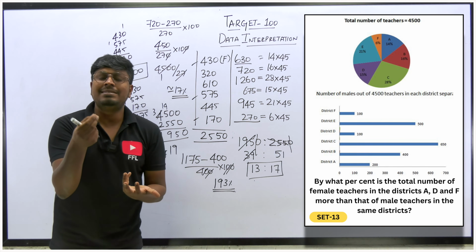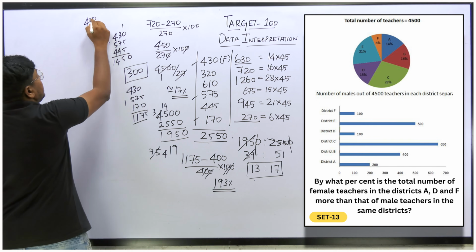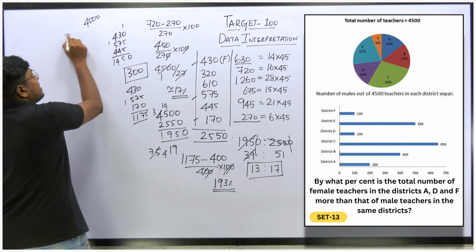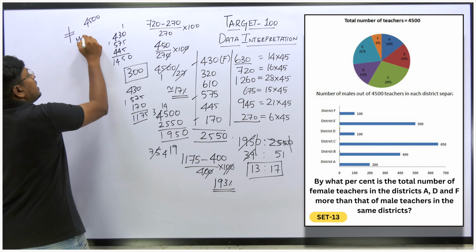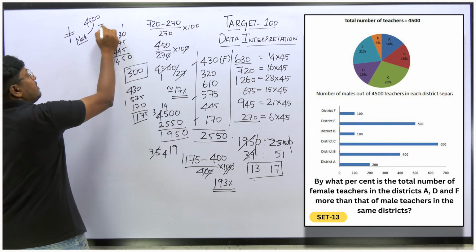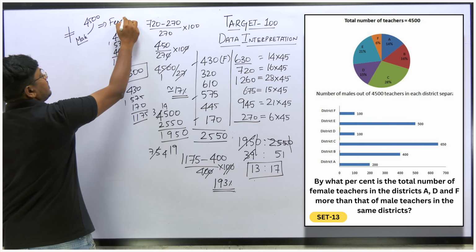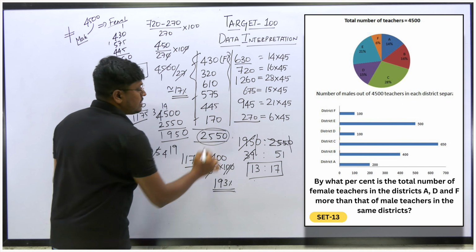That is one of the easy shortcuts to find the answer, because we know 4500 is the total number of teachers, right? But according to the second chart, if you add all the values, the resultant will be the total number of males. So when you subtract 4500 minus the total number of males, the resultant will be female. So without finding all these answers, you can find the answer for the first question just like that.